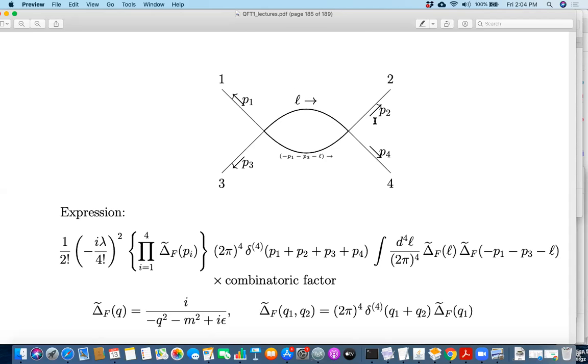Another way of saying this is that if you have a loop in a diagram, then you can easily convince yourself that you can satisfy momentum conservation simply by adding a momentum that is flowing along the loop, right? Because if it flows along the loop, then at every vertex, whatever enters, comes out. So that's one way to see that for every loop you'll get an unfixed momentum. There's no way momentum conservation can fix a momentum that is flowing along a loop.